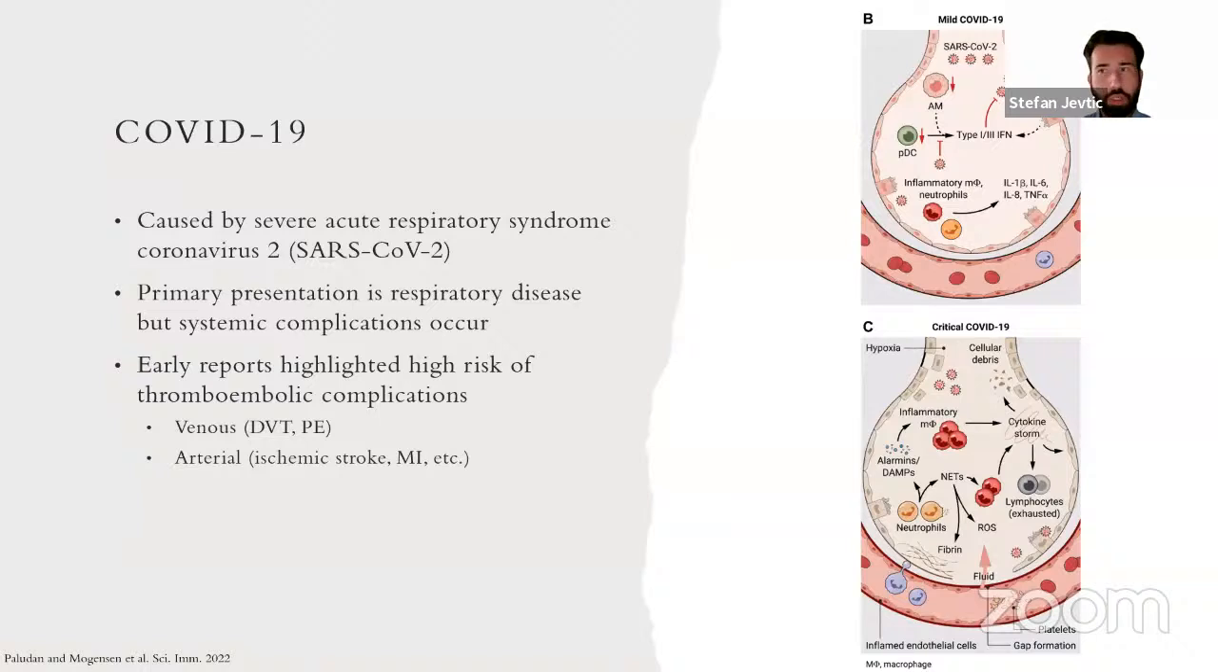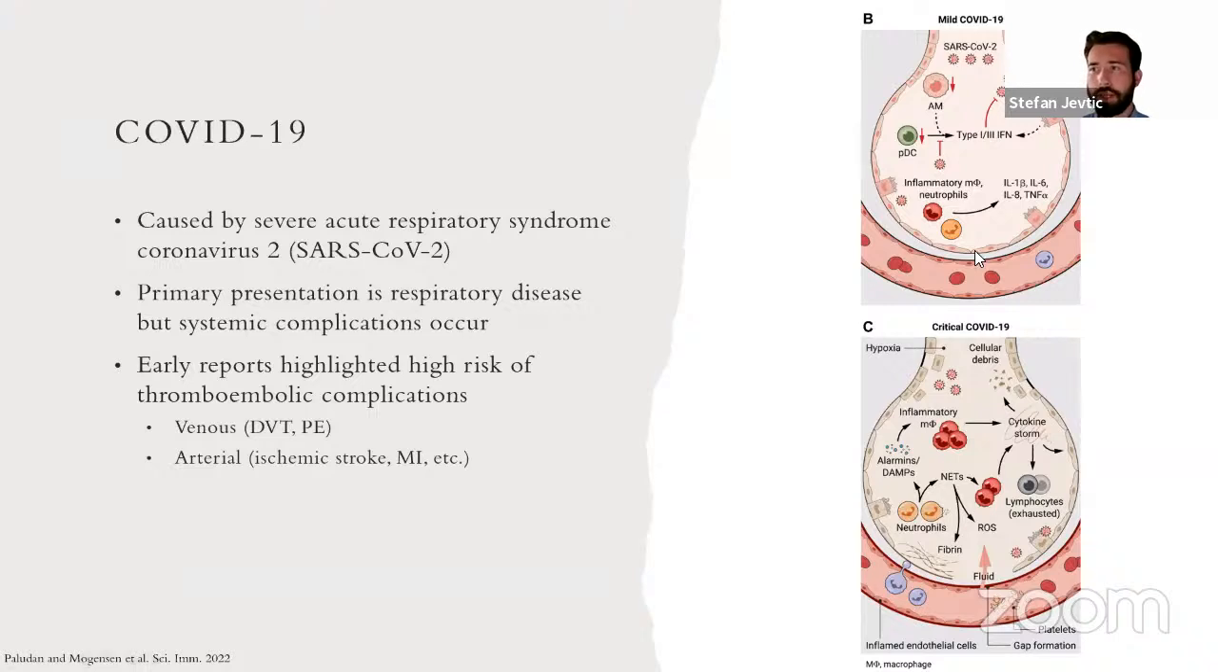All right. So just to briefly review COVID-19 itself, as I'm sure many of you know, it's caused by the severe acute respiratory syndrome virus, or SARS-CoV-2. And it primarily manifests as a respiratory disease. But early on in the pandemic, what we really saw was a high degree of thrombotic events in these patients who presented to hospital, particularly of both venous and arterial origin, which is quite unique. This included DVT and PE, but also evidence of myocardial infarction, stroke, and even limb ischemia.